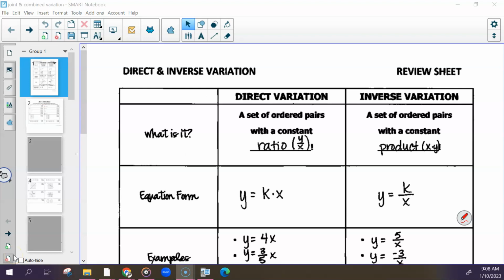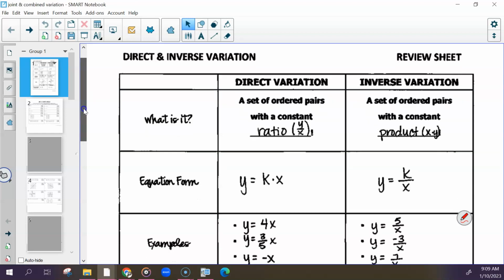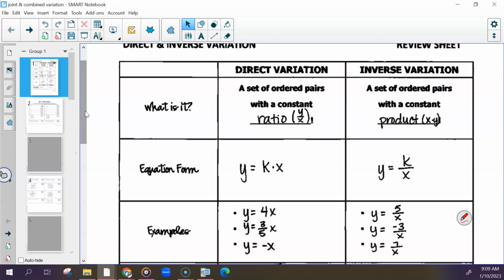We're going to review those a little bit more today, and then the last objective that we need to talk about is joint and combined, which you could probably guess what that means. Either one or the other, maybe a mixture of both, something like that. So we're going to get into that. So first, so that you have these things to review fresh in your mind.